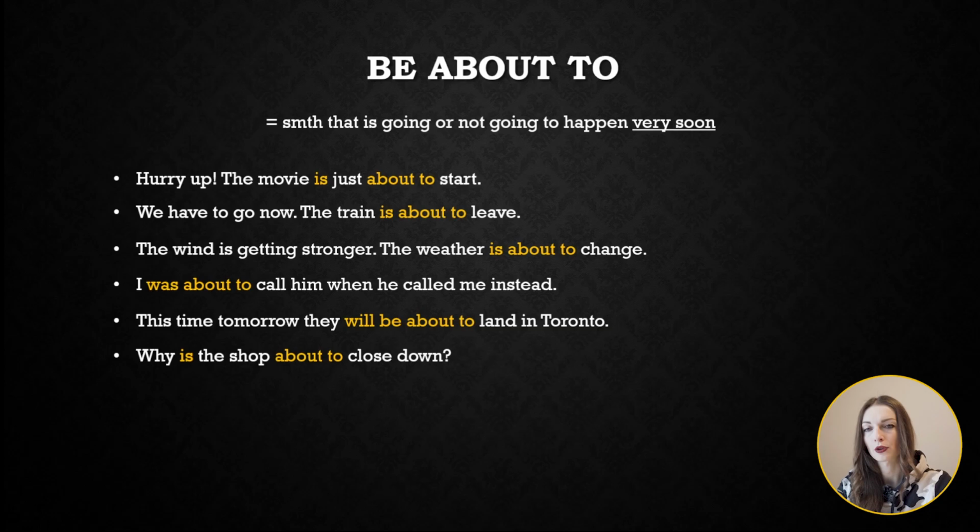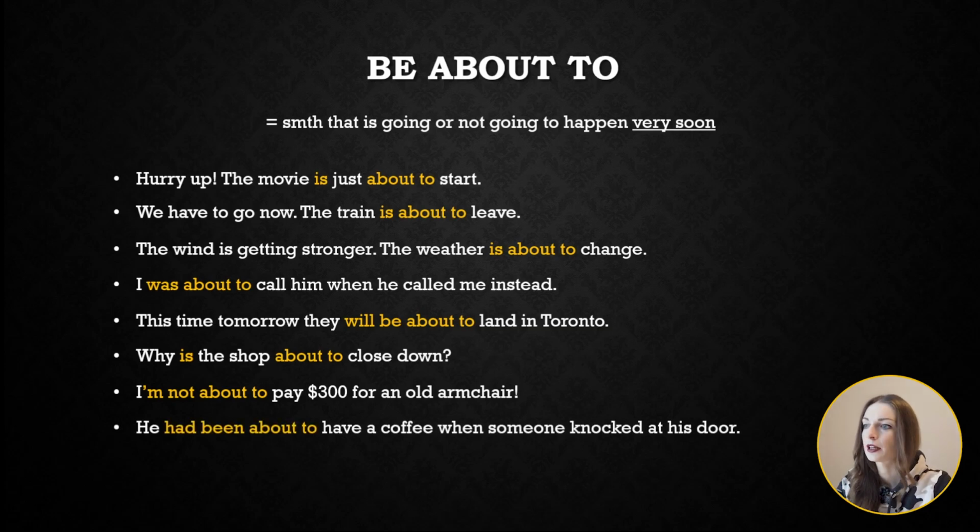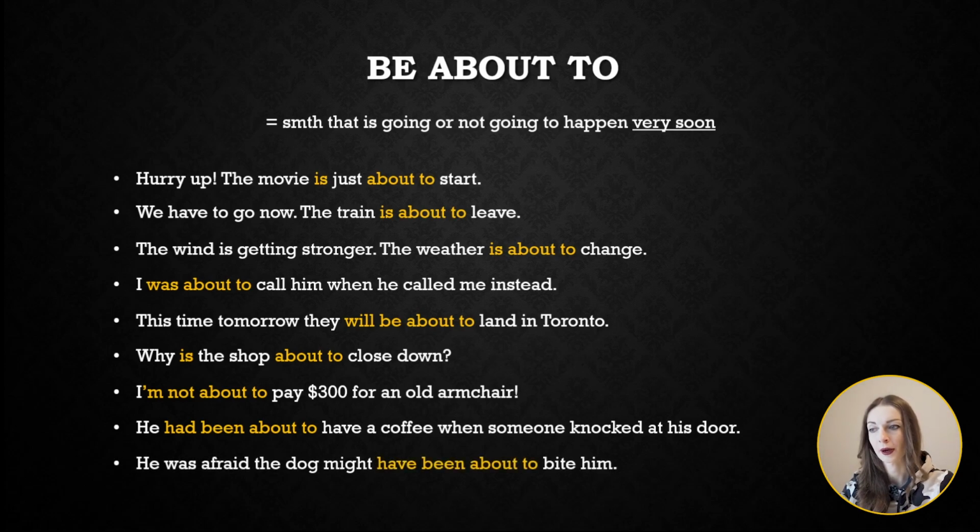Why is the shop about to close down? I'm not about to pay $300 for an old armchair. He had been about to have a coffee when someone knocked at his door. He was afraid the dog might have been about to bite him. To be about to is a synonym of be going to.